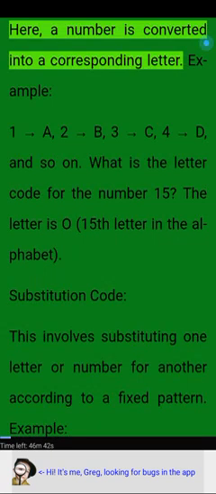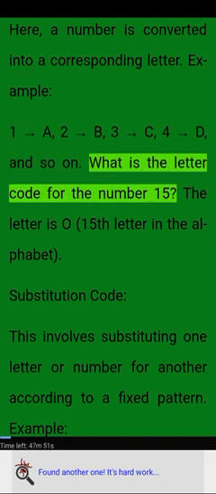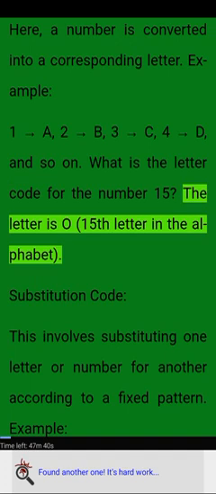Number to letter code. Here, a number is converted into a corresponding letter. Example: 1 → A, 2 → B, 3 → C, 4 → D, and so on. What is the letter code for the number 15? The letter is O, the 15th letter in the alphabet.